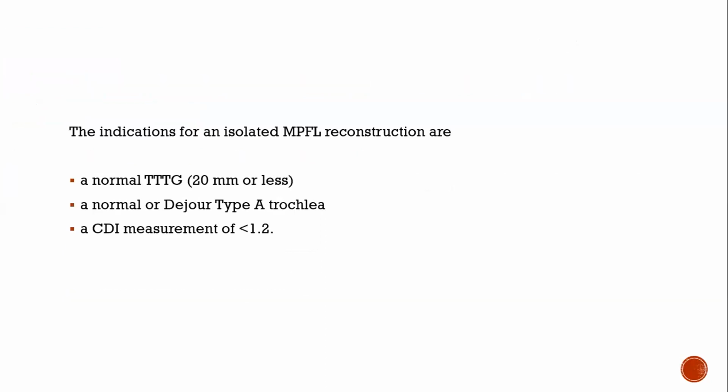So the initial indications for isolated MPFL reconstruction were only these: a normal TTTG, which is less than 20, or Dejour type A trochlea, and CD measurement of less than 1.2.